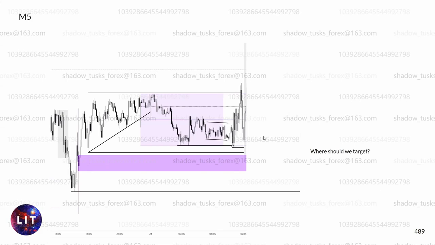So we've whipped low, we've whipped high, and now we've whipped low again with what? That's right, vector candles. So where could we expect price to go from here? Where would be our first target?